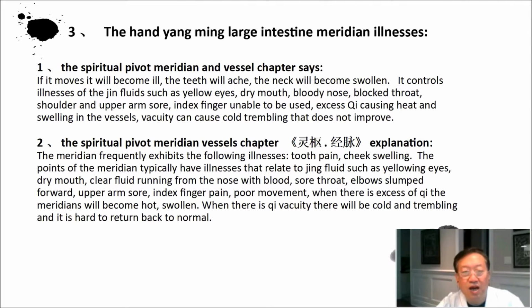2. The Spiritual Pivot meridian vessels chapter explanation. The meridian frequently exhibits the following illnesses: tooth pain, cheek swelling. The points of the meridian typically have illnesses that relate to jin fluid, such as yellowing eyes, dry mouth, clear fluid running from the nose with blood, sore throat, elbows slumped forward, upper arm sore, index finger pain, poor movement. When there's an excess of qi in the meridians, it will become hot and swollen. When there's qi vacuity, there will be cold and trembling, and it's hard to return back to normal.